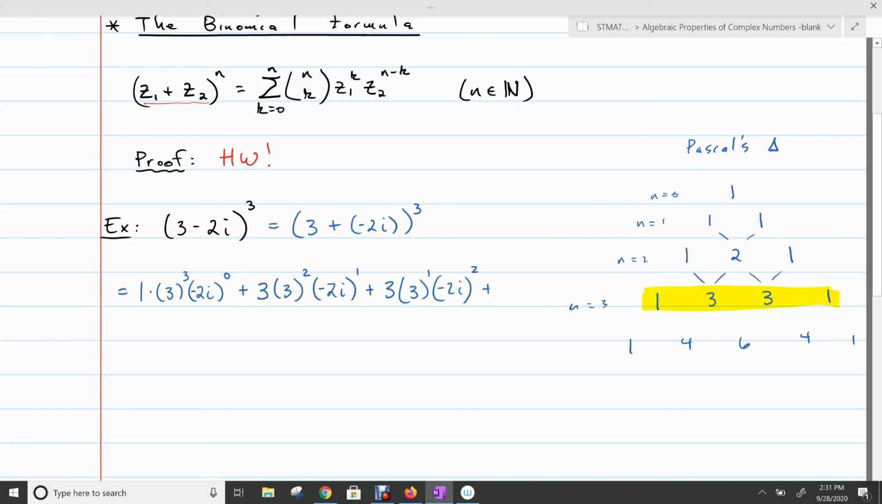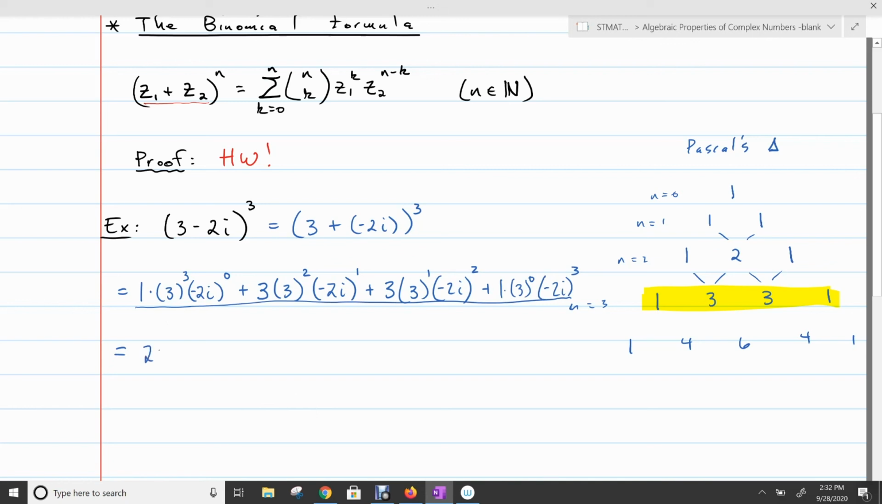And then you would have 1 times 3 to the 0 and then negative 2i to the third power. So if you simplify all that, you get what 3 minus 2i to the third power is. So it's actually not as bad as it looks.